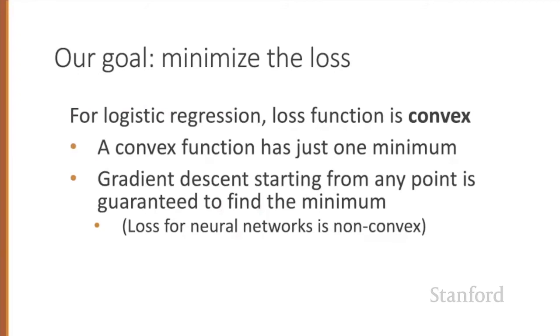For logistic regression, this loss function is conveniently convex. A convex function has just one minimum. There are no local minima to get stuck in, so gradient descent starting from any point is guaranteed to find the minimum. By contrast, the loss for multi-layer neural networks is non-convex, and gradient descent may get stuck in local minima for neural network training and never find the global optimum.